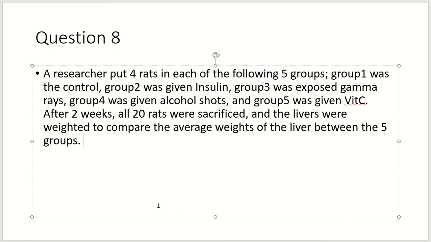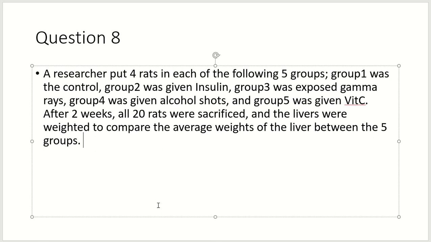Okay, so how do you set it up? What is your null hypothesis? You're going to write that the mu liver weight of group 1, the control, is equal to mu of liver weight for those on insulin treatment, equal to mu of liver weight on those exposed to gamma ray, equal to mu of liver weight on those given alcohol shots, equal to mu of liver weight for those given vitamin C. The alternative hypothesis is going to be at least one of the mu is different from the others.